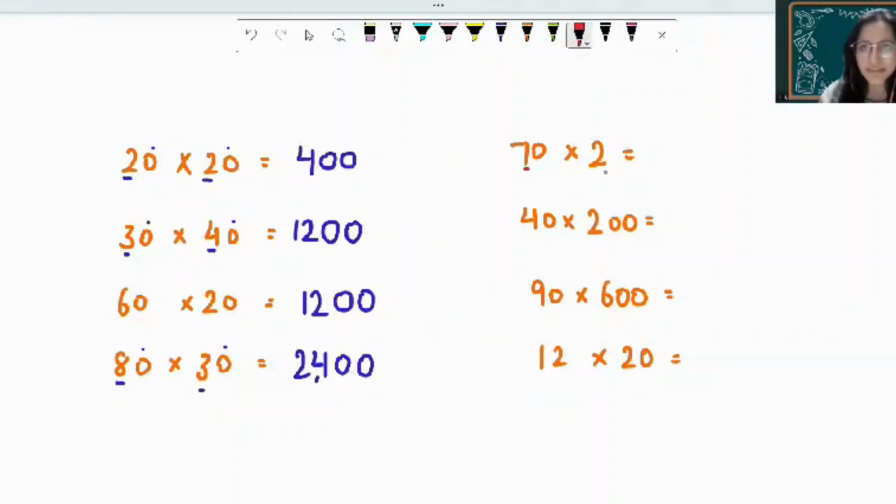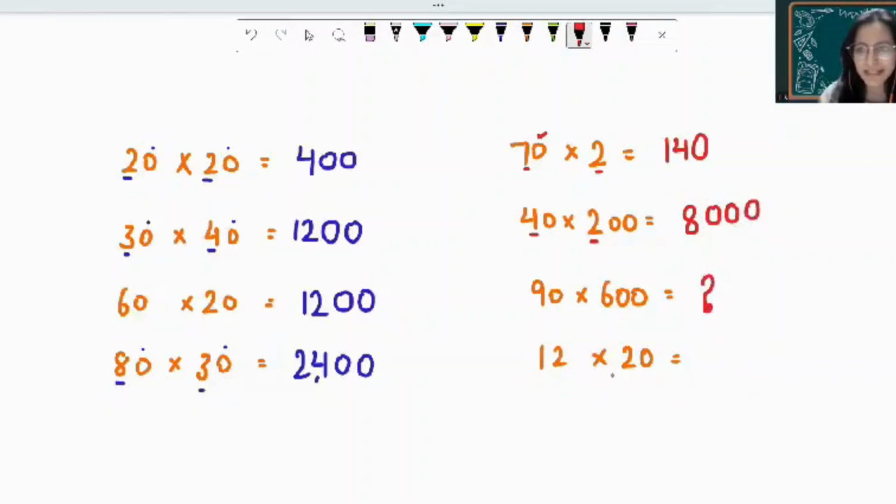Here it is 7 times 2, which is 14. So how many zeros? It's only 1. So let's put 1 zero. It gives you 140. Next one. 4 times 2 is 8, right? So let's put 3 zeros after that, and it is going to give you 8000. Now the next one is for you.